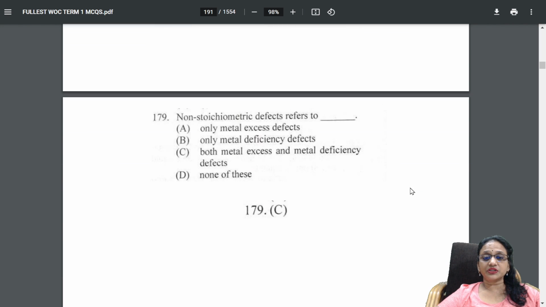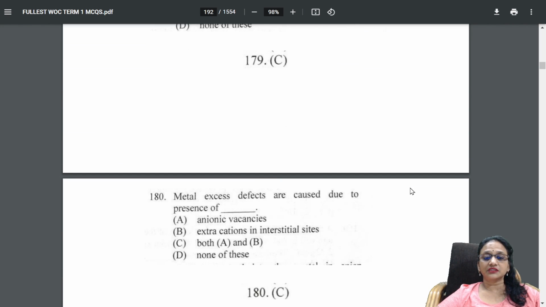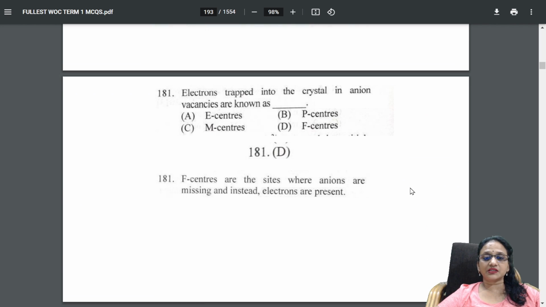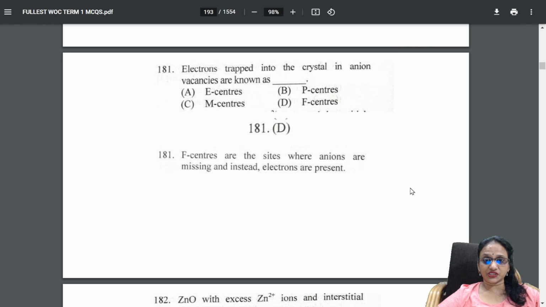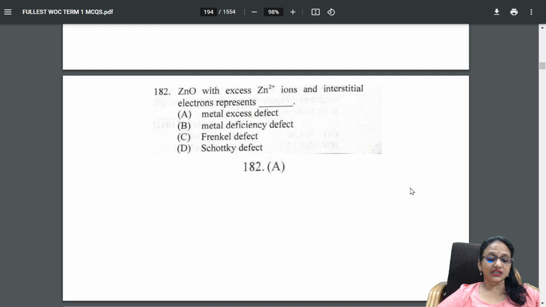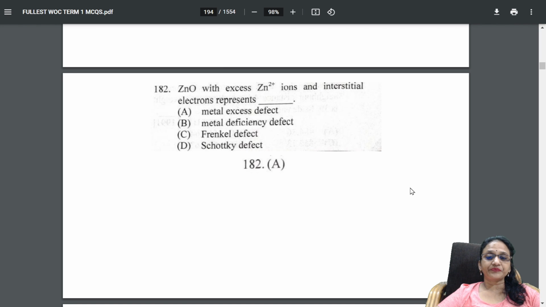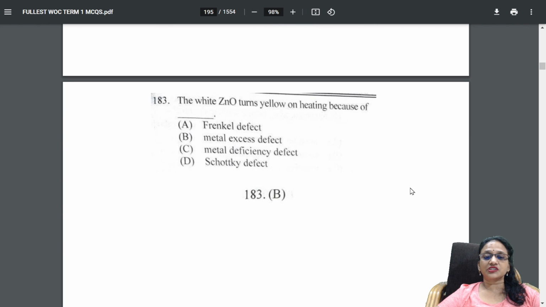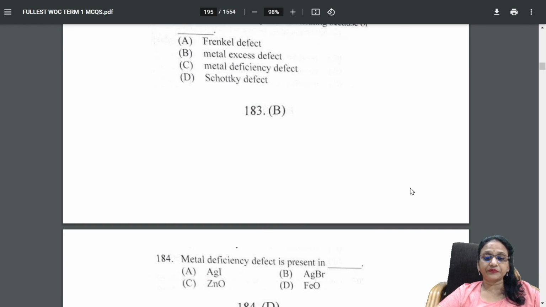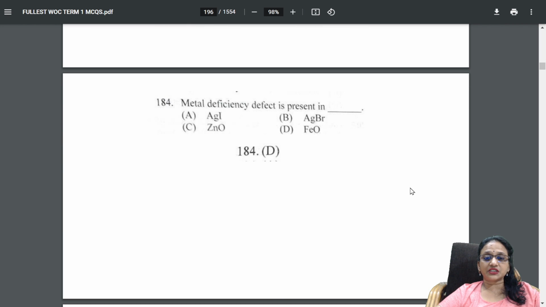Then comes non-stoichiometric defect questions. Metal excess defect questions are here. Crystal lattice questions are here. Zinc oxide, yes, it shows metal excess defect. It is also there. Then what is the type of defect you see with ZnO, because ZnO shows metal excess defect, no? So they're asking you what type of defect arises due to ZnO. Okay. Then metal deficiency defect questions here.